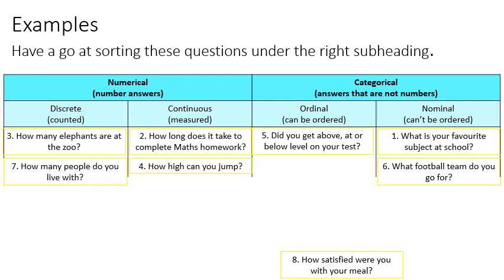Finally, question 8 says, how satisfied were you with your meal? So responses might be something like satisfied, not satisfied, or somewhere in the middle. And because we can put these in order from most to least satisfied, this is ordinal data.